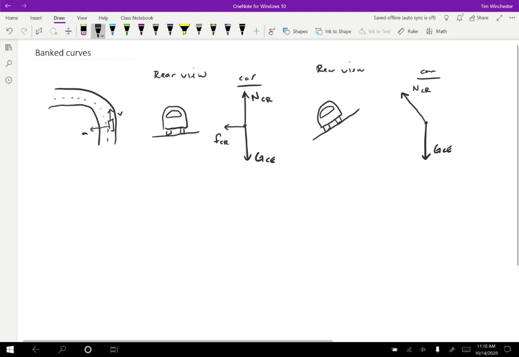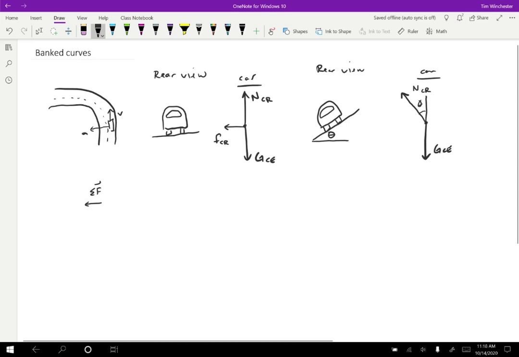Okay, so essentially what we want to do is figure out for a particular situation what angle of bank is appropriate in order to make the car move in the direction that we want. Okay, and that angle you can check is going to be the same as this angle. All right, so essentially what we want is the net force is going to be to the left because the acceleration is to the left.